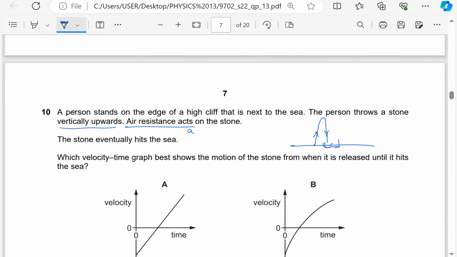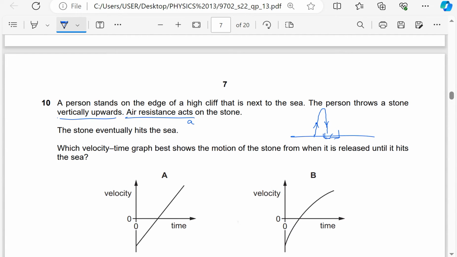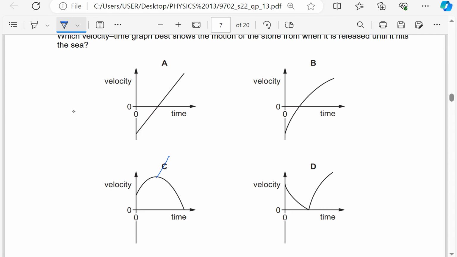Which velocity-time graph best shows the motion of the stone from when it is released until it hits the sea? So it first goes up, then comes back. There's a change in the direction of the velocity. So let's check which graph. C and D are going to be wrong. Why? Because C and D show that the velocity is in the same direction, on the same side.